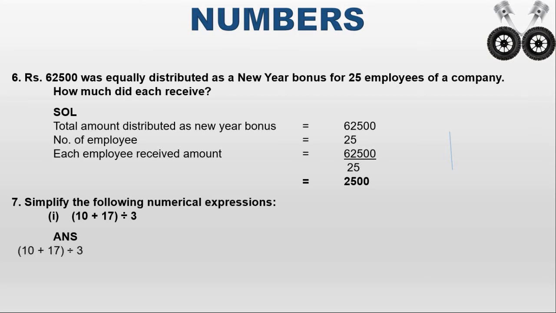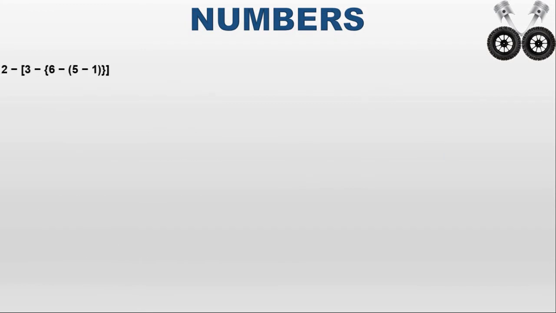So what is the rule of the operators? The bracket should be executed first. So that means 10 plus 17. What is the answer of 10 plus 17? That is 27. 27 divided by 3 is 9. Okay. Next one is 12 minus, within a bracket, 3 minus, again curly bracket, minus, normal bracket 5 minus 1, then bracket closed, curly bracket closed, square bracket closed.